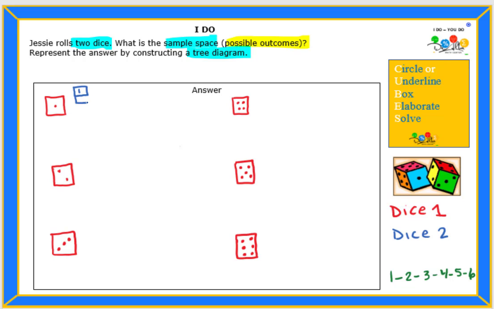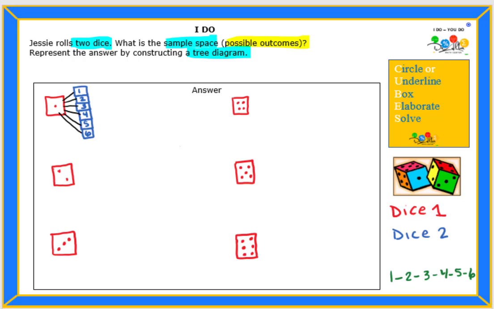But I could land on 2. Or I could land on 3. Or 4. Or 5. Or 6. Whatever happened on the first die does not affect what happens on the second die, but I do have to account for both dice. So I'm going to make my tree diagram by connecting the first die to the possible outcome of that second die.